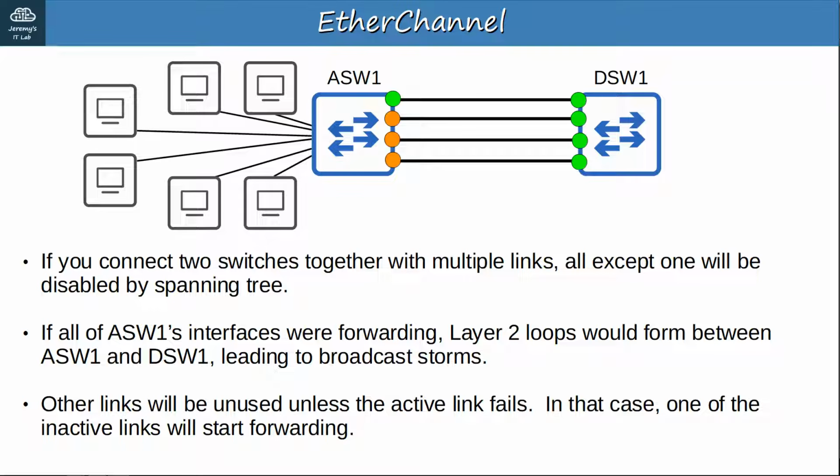So, although having backup links is a good thing, because failures can occur for various reasons, it's a waste of bandwidth to have these 3 interfaces disabled, not forwarding any traffic. However, by forming these 4 physical interfaces into one logical interface, EtherChannel can solve this problem, giving us both redundancy and increased bandwidth.